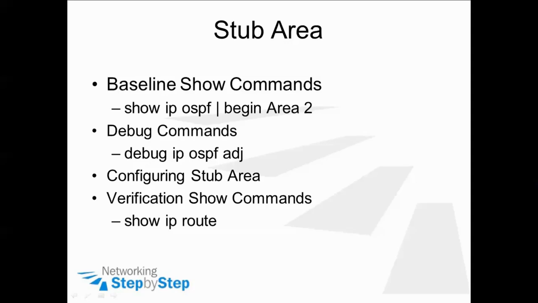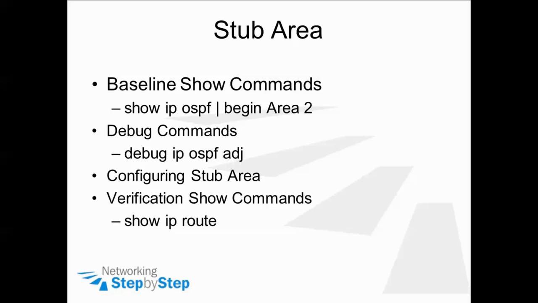In this video cheat sheet, I will be configuring OSPF stub area. I will start off with the baseline show command, show IP OSPF, to display general information about OSPF routing processes. Then I'm going to enable a debug command of debug IP OSPF adjacency to see how things unfold as I configure the OSPF stub area. Finish with the show command, show IP route, to see what changed.